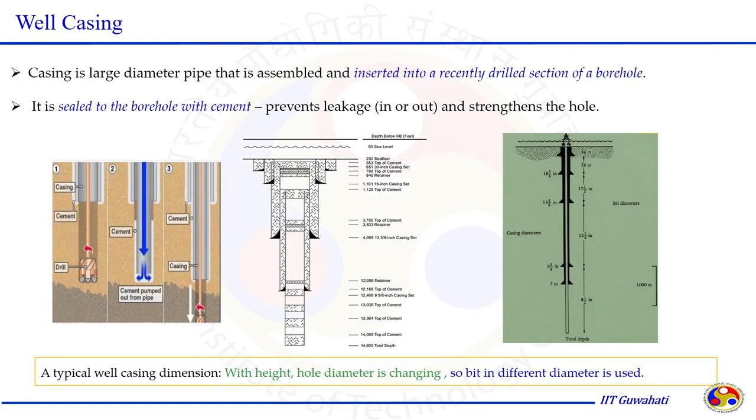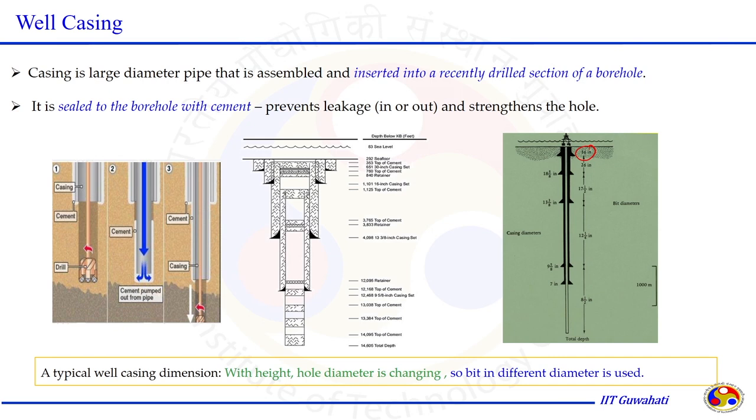During the process of drilling, another important element is well casing. Casing is a large diameter pipe that is assembled and inserted into the recently drilled section of a bore hole. So when we are making the holes, we start putting in casing of different diameters. The primary purpose of this casing is to seal the bore holes with cement, preventing leakage and strengthening the holes. The casing could be of different diameters. As we go deeper, the diameter gets reduced.